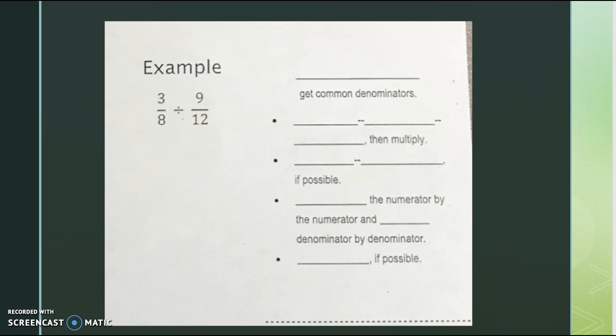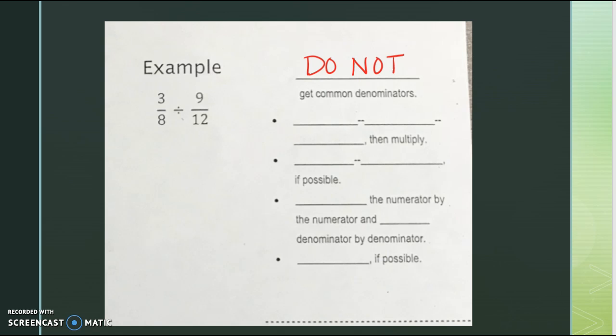So again, this is very similar to when we were multiplying fractions. The first thing we got to remember is we do not get common denominators. And that's, again, a very common thread you'll see throughout. You don't want to get common denominators when you're multiplying or dividing fractions.